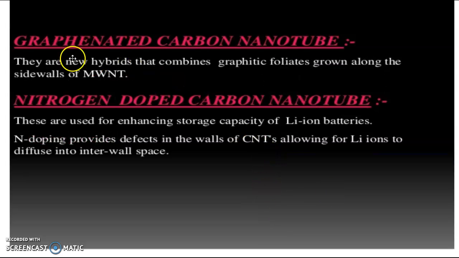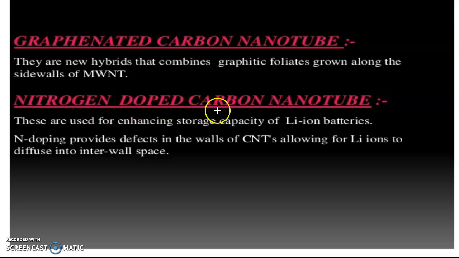After that we have graphenated carbon nanotubes. They are new hybrids that combine graphitic foliates. Foliates are leaf-like structures grown along the side walls of the multi-walled nanotubes, which look like leaves projecting from a plant.